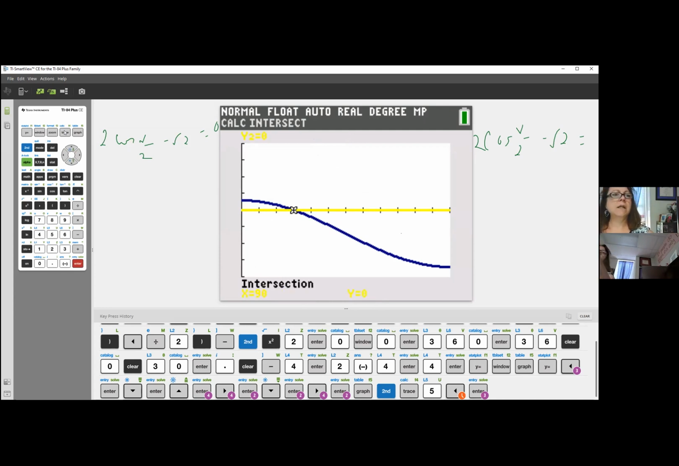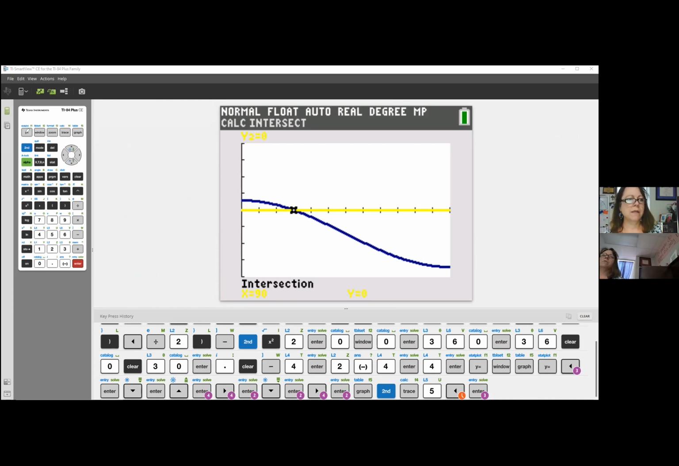90 degrees. Now they had wanted this answer in radians. So 90 degrees would equal pi half radians. And that would be my answer. Okay. All right, let's clear the screen and do the next one.